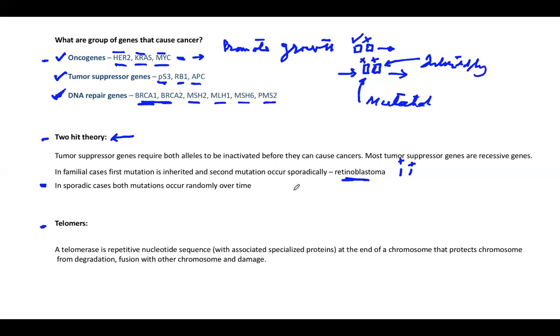So what is telomere? Each chromosome at the end has a series of nucleotides that is called telomere. So telomere is a series of nucleotides at the end of chromosome. What's its function? It protects the chromosome from degradation or binding to other chromosomes. So these are repetitive nucleotide sequences at the end of chromosome that prevent its degradation, fusion, and other chromosome damage.